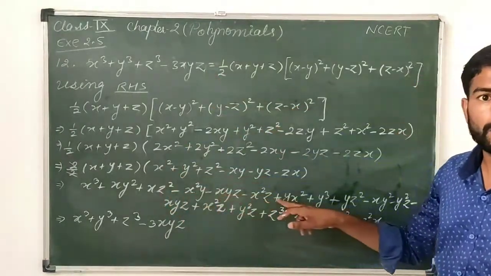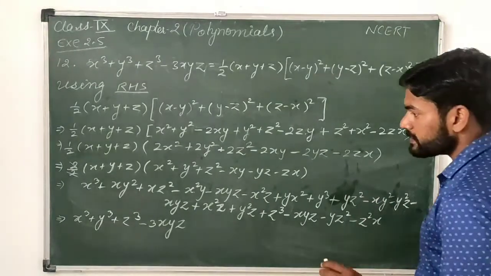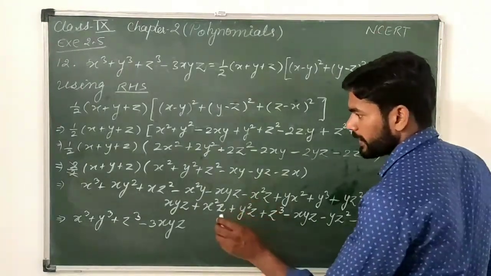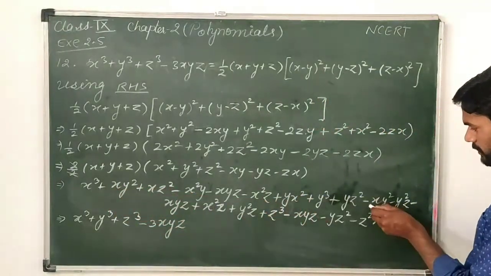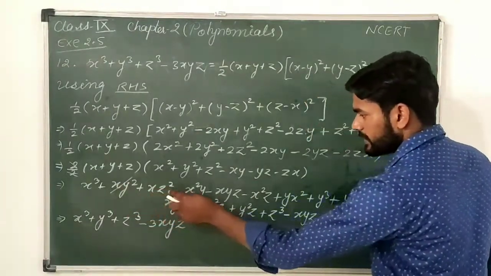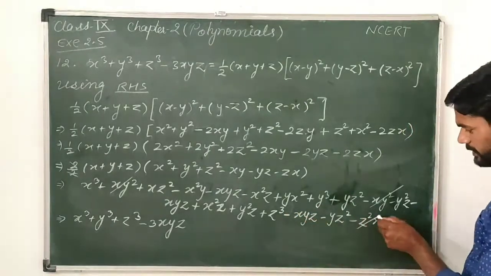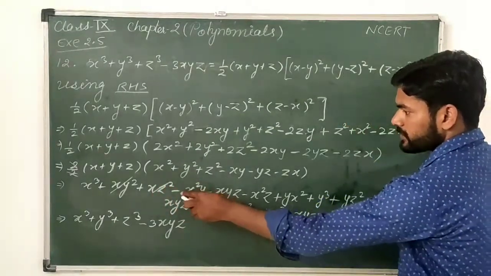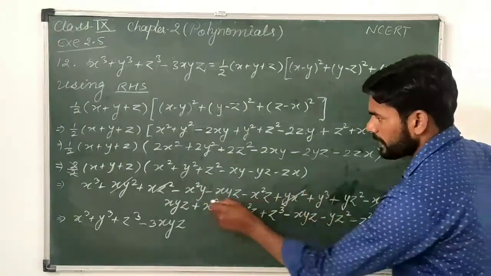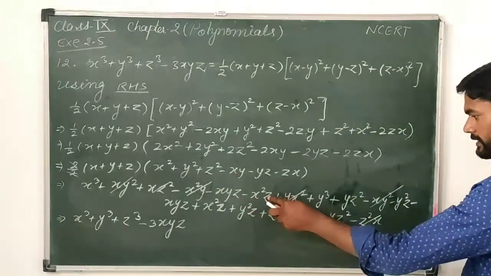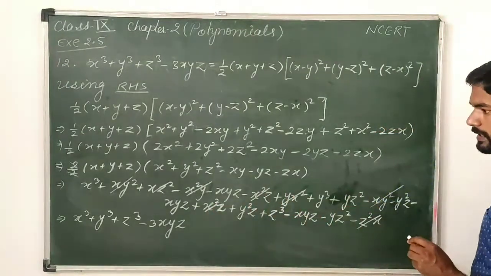It means the remaining will cancel with each other. So check. xy square is positive, and where is xy square negative? It cancels with this. xz square is positive, and xz square is negative here. Minus x square y and plus x square y cancel, minus x square z and plus x square z cancel.